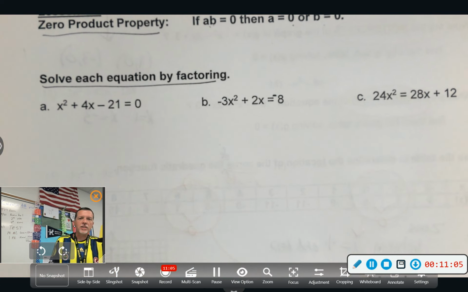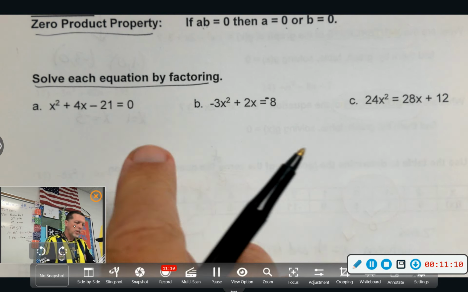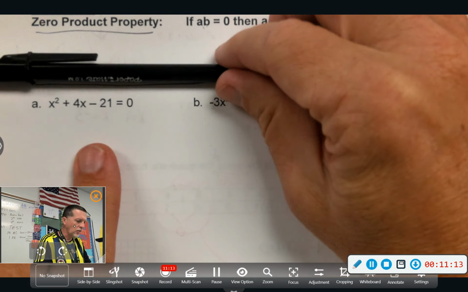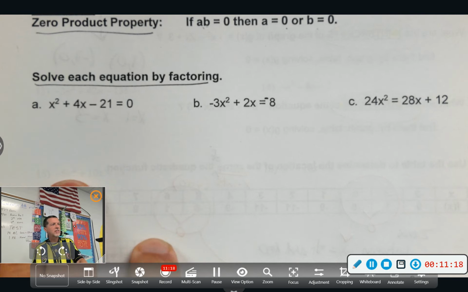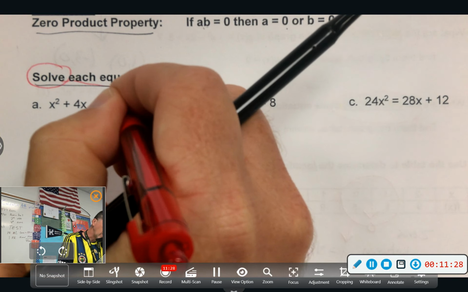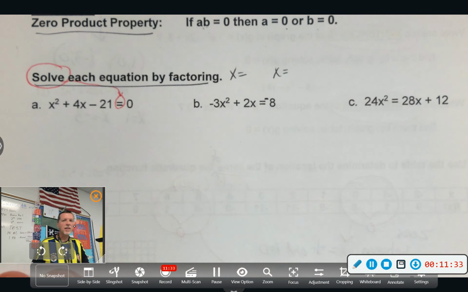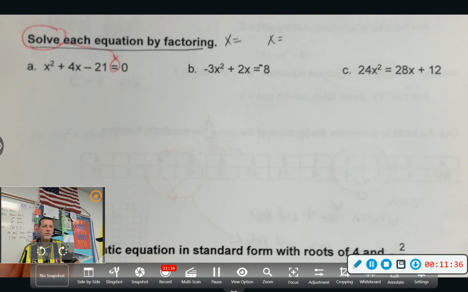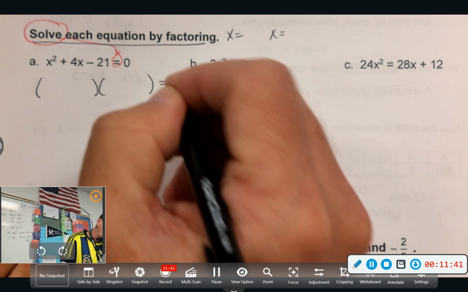Okay, solve by factoring. Again, this is what some of you wanted to do the first day we were factoring. How do I know, even before it says solve by factoring, how could I know that I could solve this rather than just factor it? What's different between a just factoring problem and a solve by factoring problem? Yeah, the equal sign. So that means I'm going to get x equals something and x equals something. I'm going to solve it. So factoring is how we get there, but we're not going to just stop with the factors.